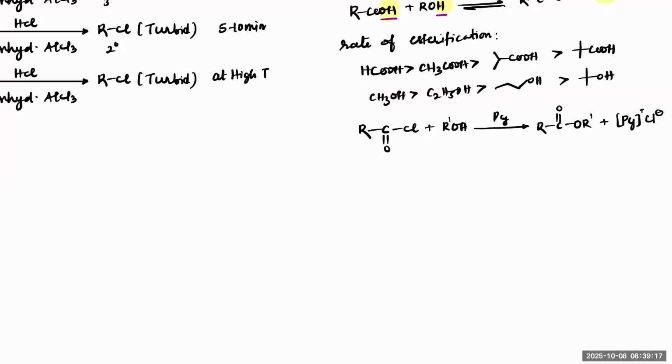You can make a similar reaction even with an anhydride also. So an anhydride plus R'OH will give you RCOOR' plus RCOOH. This is the product you will get.